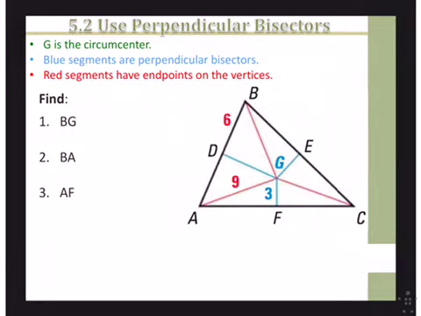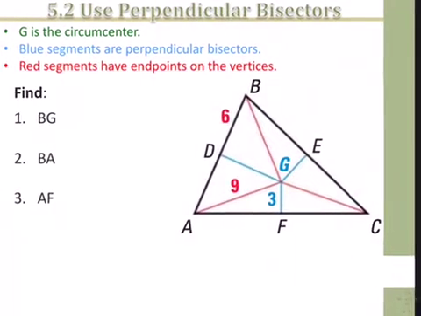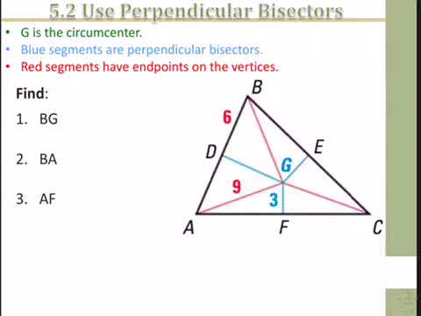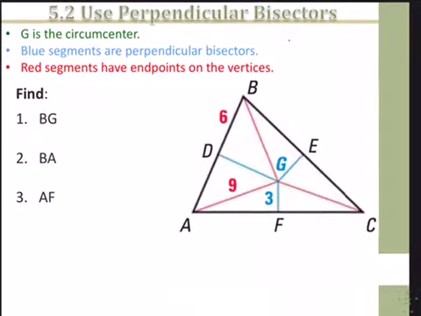So, here's a problem. Finally, some math. Yay, with some numbers. So let's take in all this information here. G is the circumcenter. The blue segments are perpendicular bisectors, and the red segments have endpoints on the vertices. Okay, so this looks like just a pile of garbage that we have going on here. But let's actually try to make some sense of it.